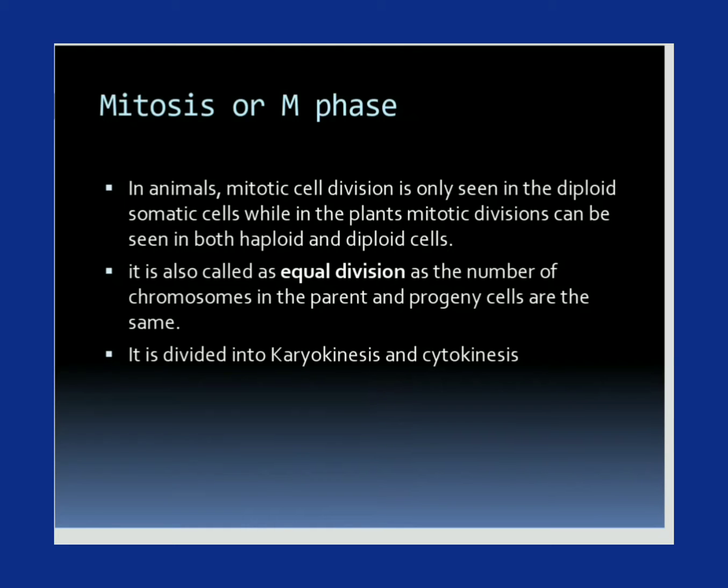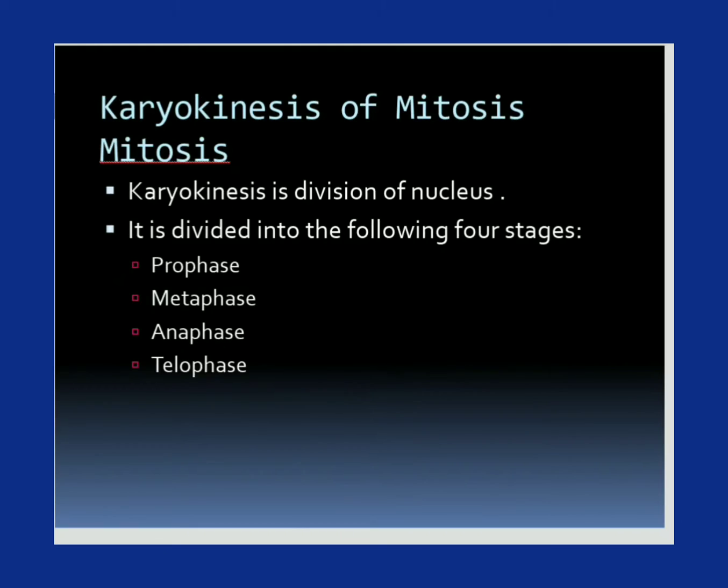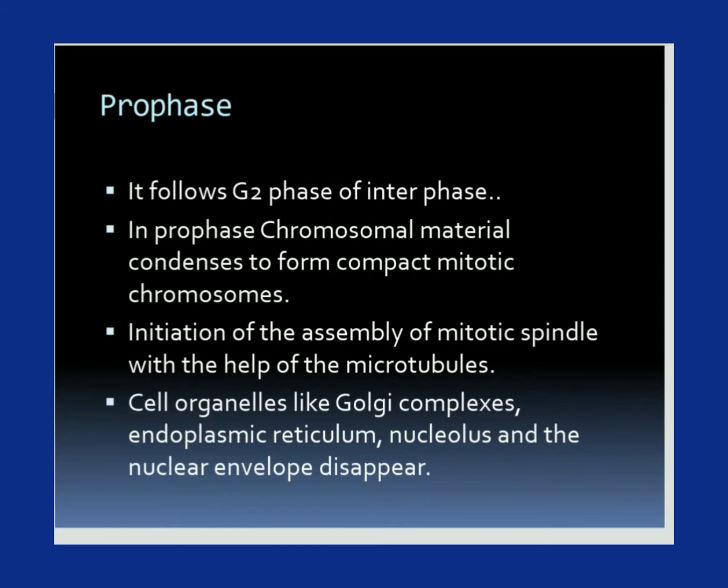So first let us see the karyokinesis. Karyokinesis is division of the nucleus. It is divided into four stages: prophase, metaphase, anaphase, and telophase. So these four stages we call karyokinesis. Let us discuss one by one. First one is the prophase. It follows the G2 phase of the interphase.